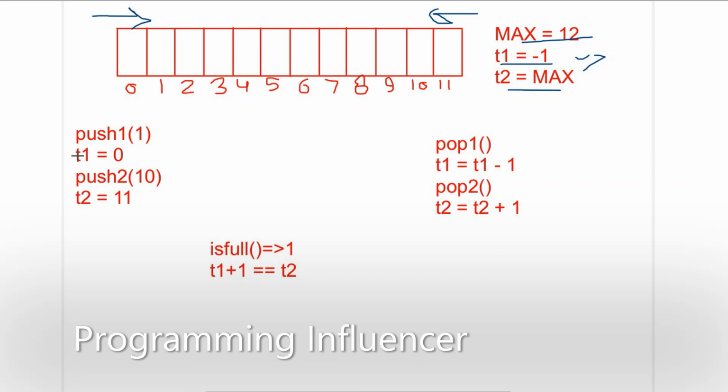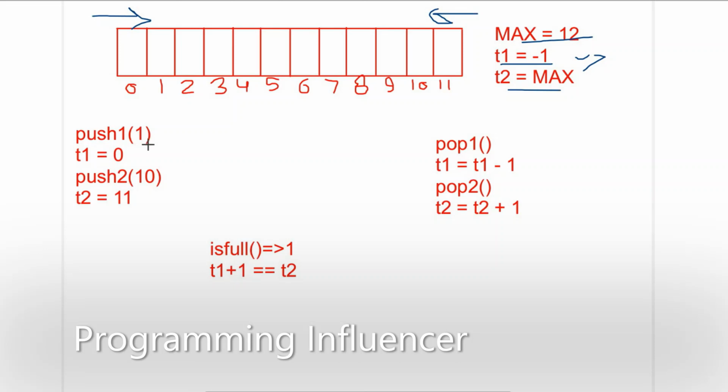Let me show you. Initially our T1, the top index of stack 1, will be -1. We have implemented push1 and push2 for pushing the elements, pop1 and pop2 for popping elements from stack 1 and stack 2 respectively, and an isFull function that will return whether our stack is full or not. isFull is common for both stacks.